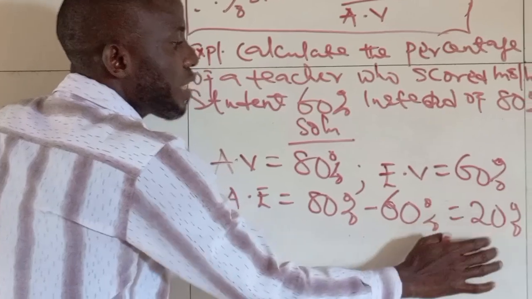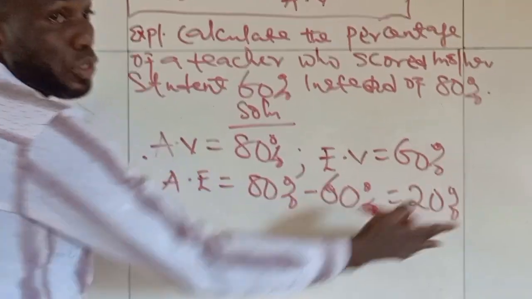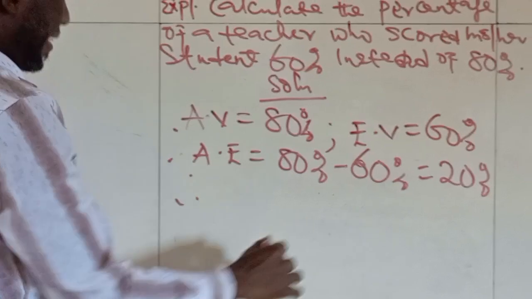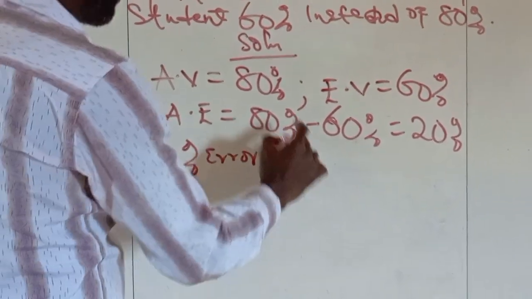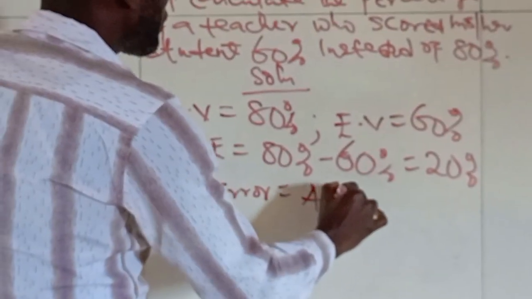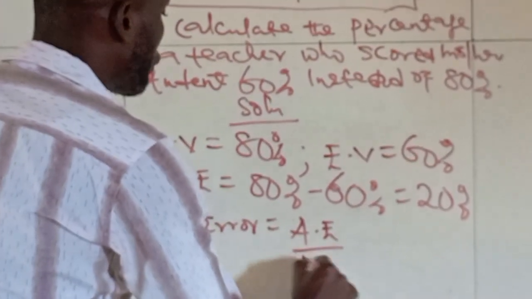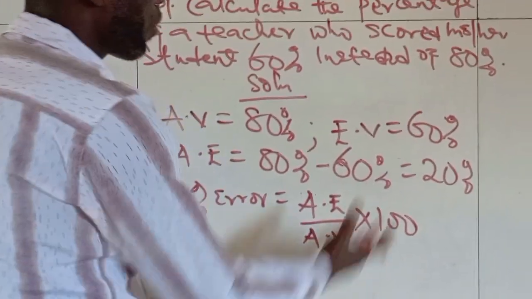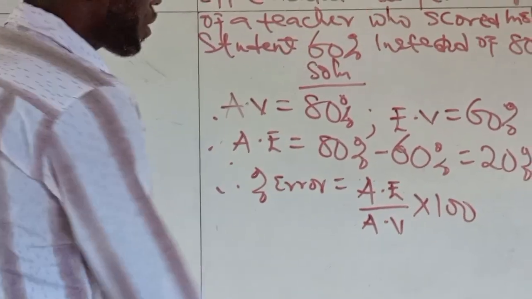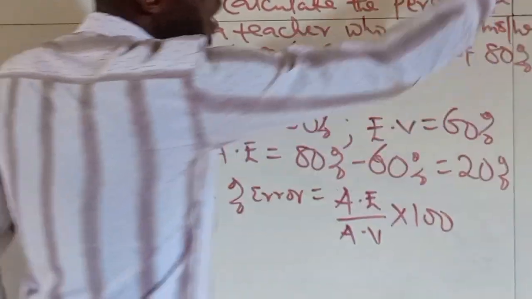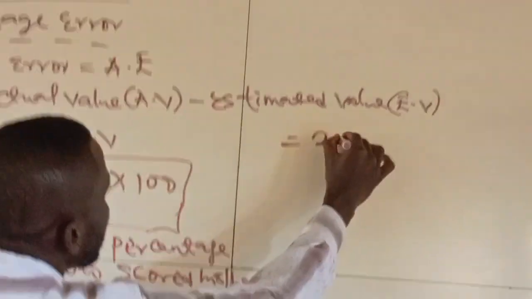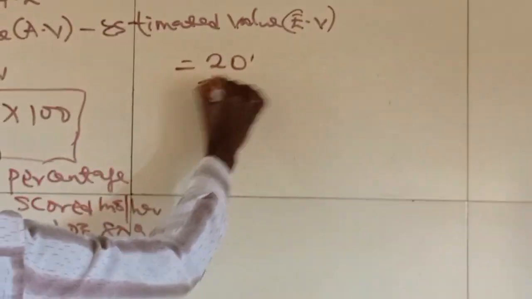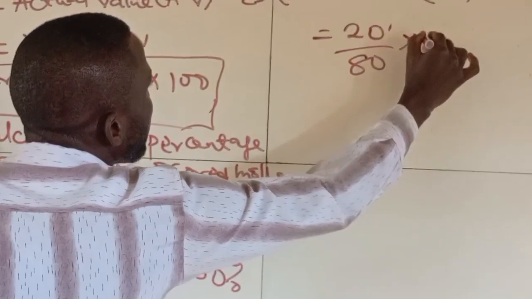Since the error committed between 80 and 60 is actually 20, what is the percentage error? So the percentage error is now going to be the absolute error all over the actual value multiplied by 100. We all know that percentages are calculated in 100. So we now make the right substitution. Our AE from the beginning is 20, all over the actual value 80, times 100.